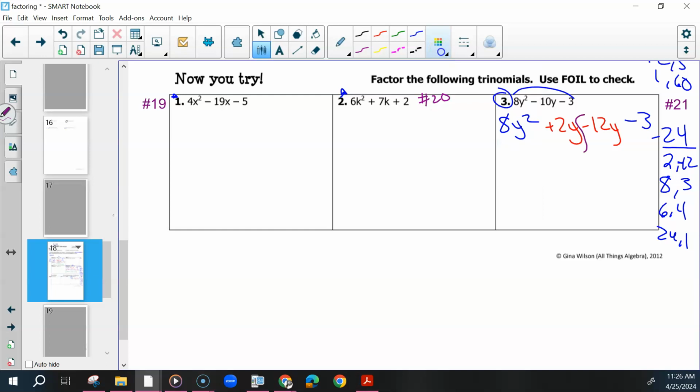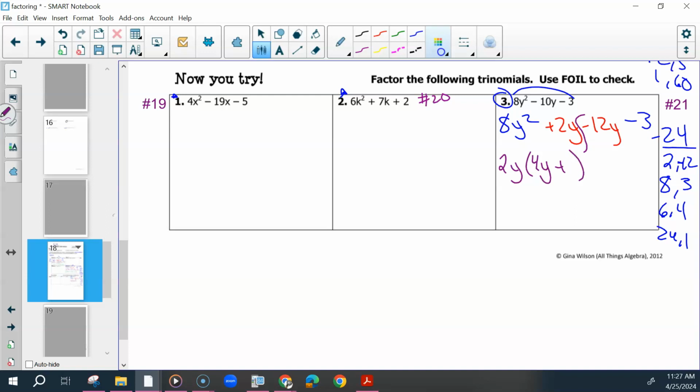Split that down the middle. What could we divide out of 8 and 2? I'm sorry, the first two terms. 2y, which would leave us with 4y plus 1. What could we divide out of the last two?